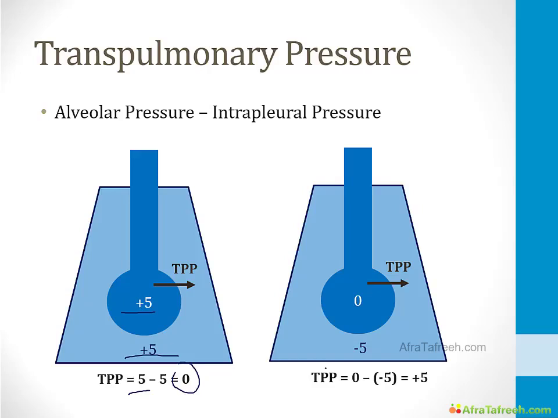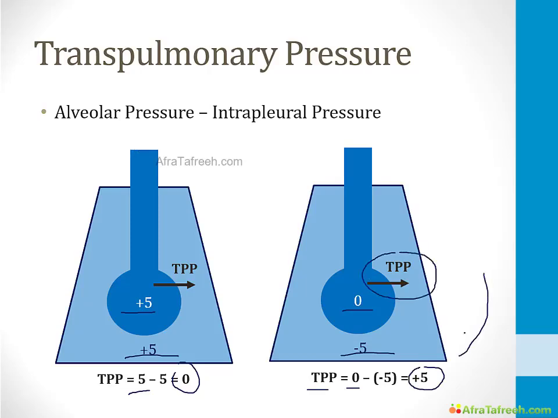On the right side, we have a situation that often occurs during many points in the respiratory cycle. The alveolar pressure is 0, and the pressure in the intrapleural space is negative at -5. If you do the math, the transpulmonary pressure, therefore, is 0 minus -5, which is +5, and this is good. We have a positive pressure of 5 millimeters of mercury, keeping the alveoli open.